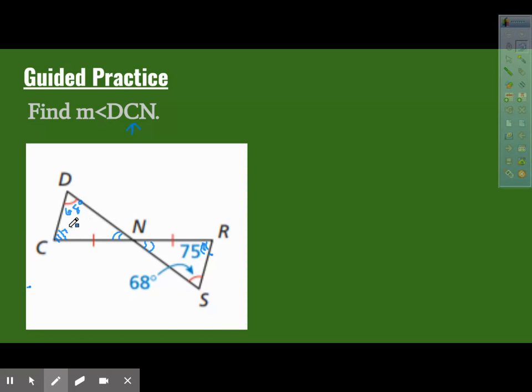Or you could have just said 75 and 68, therefore this angle here is how much, 37? Yeah. And then by vertical angles, this one's 37, and then you could have done 68 plus 37, which is 105. Yep. And then 180 minus 105 is 75. So that angle there is 75 degrees. Okay. Awesome. What questions do you have for me?